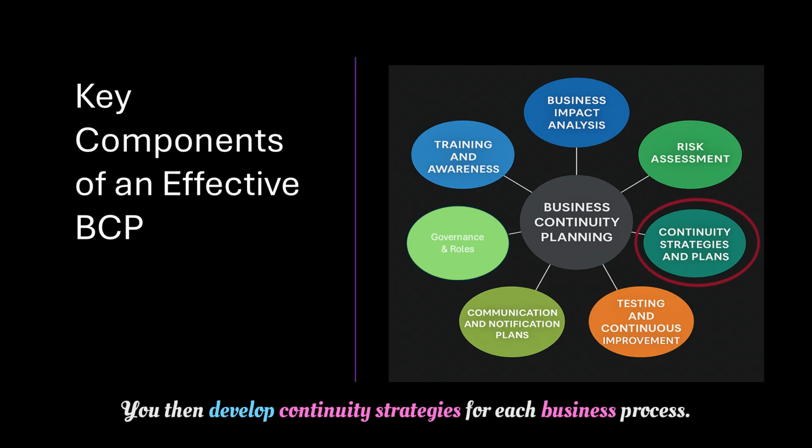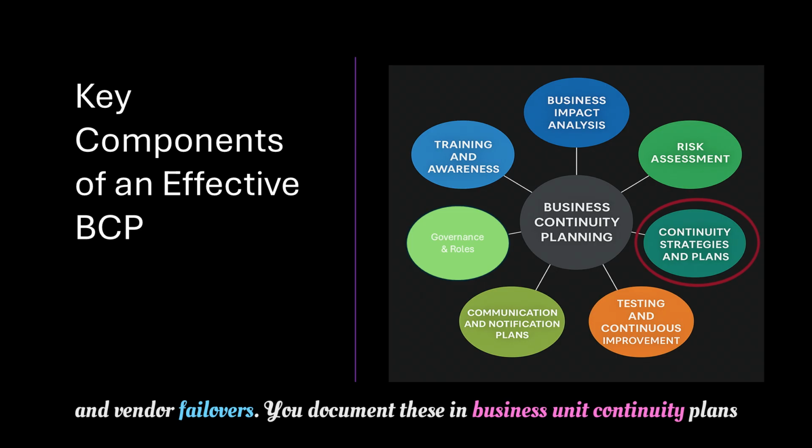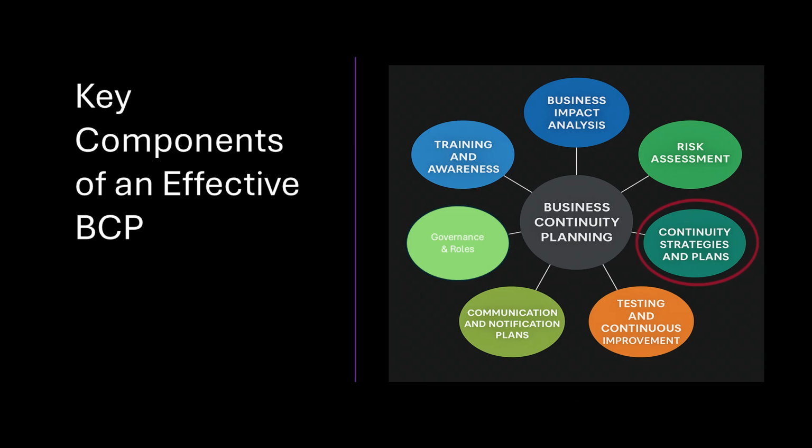You then develop continuity strategies for each business process. These include alternate communication methods, remote work procedures, manual fallback options, and vendor failovers. You document these in business unit continuity plans and cross-functional playbooks.